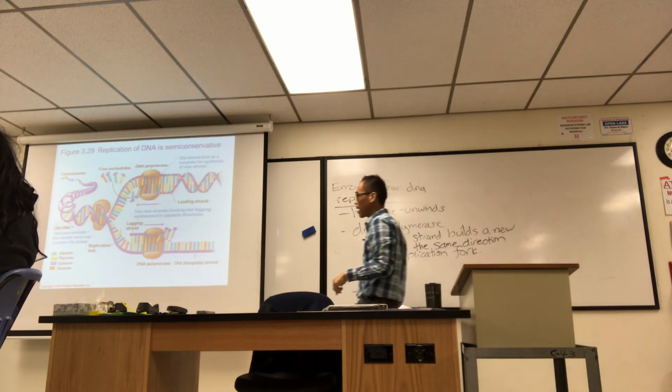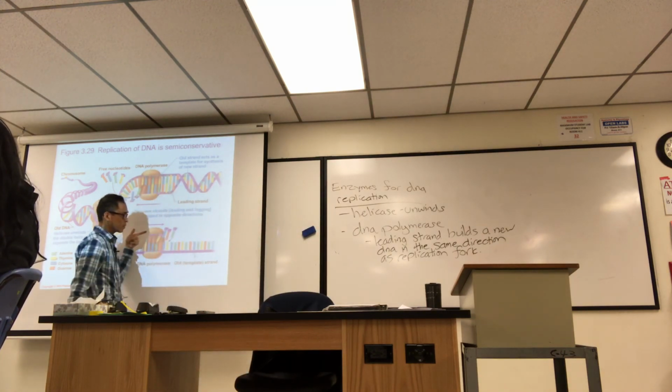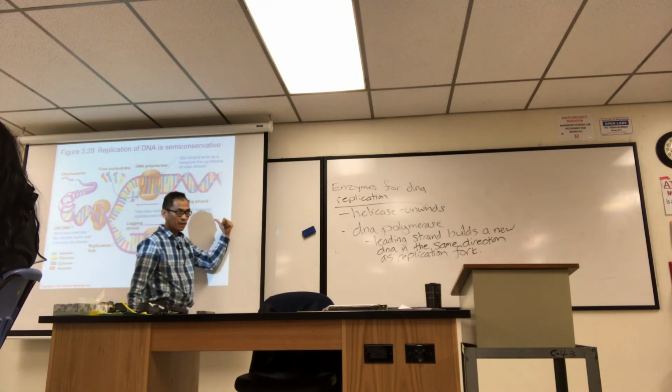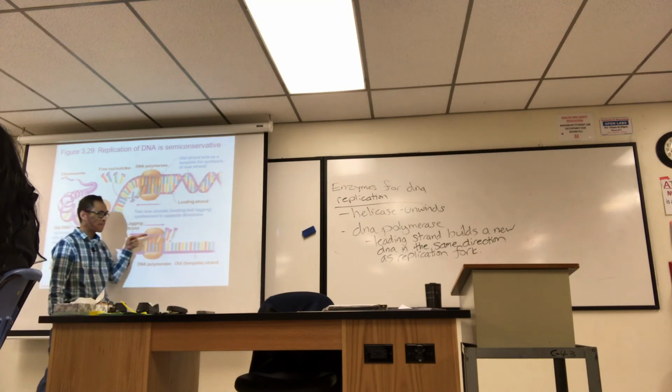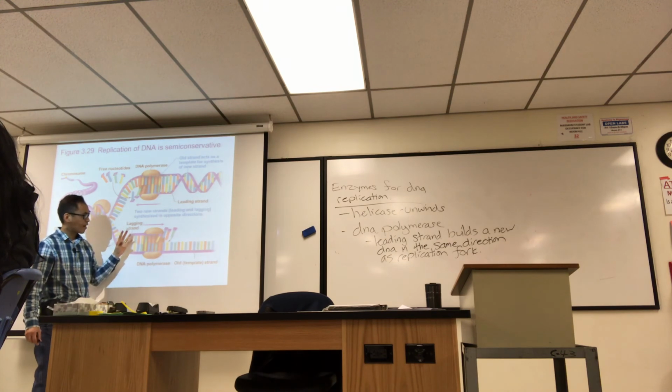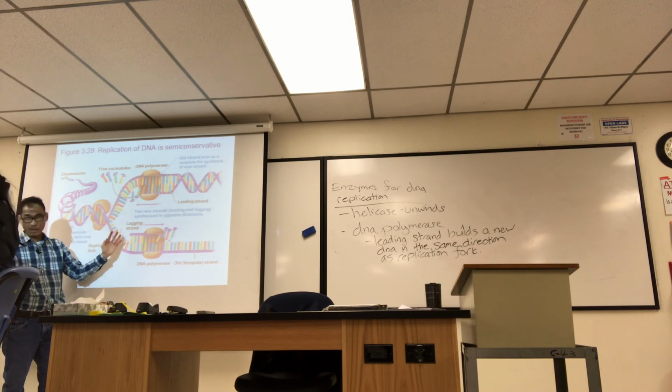The lagging strand, you have to build it in the opposite way. So you have to build it this way, but the fork is unwinding the opposite way. So you always have to go back and build the gap you missed. So the lagging strand, for that reason, has to make the new DNA here in fragments.